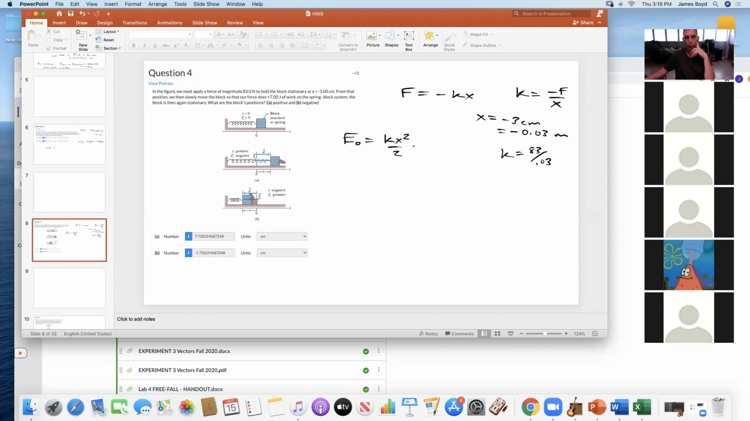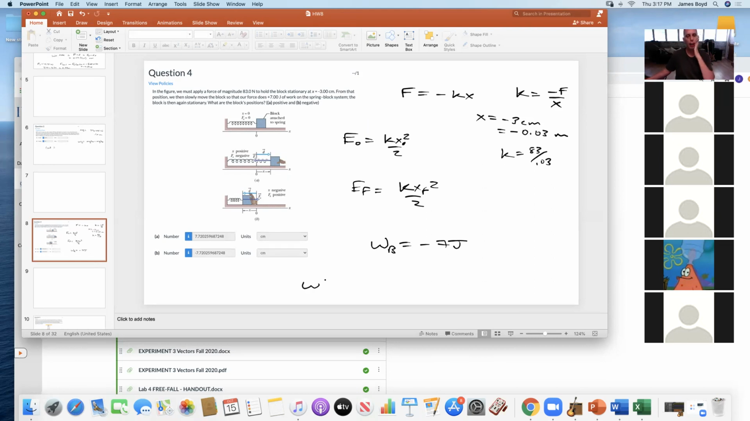And the energy final, we're going to assume is Kx final squared over 2. So the work done, they're telling us is 7 joules. But the work done by the block is negative 7 joules. It has to be negative 7. It says we then slowly move the block so our force does positive 7 joules of work on the spring block system. The block is then again stationary.